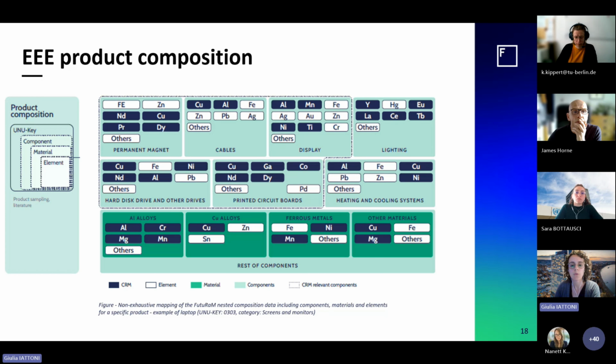This is just to provide you with an idea of our composition data structure, where you can see the main components, the material fractions and elements, including critical raw materials that were identified. And this is an example for a laptop, which is UNU-KEY 0303 and part of the category screens and monitors.